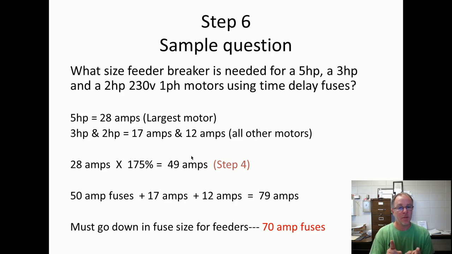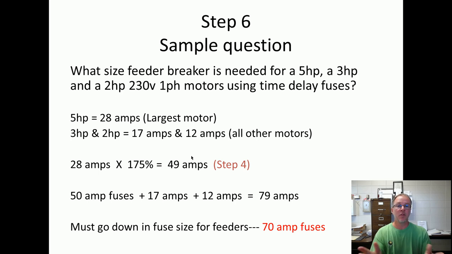Here is the big deal. On feeders, you've got to go down. You can't go up to the next size breaker. You've got to go down. So this one says 79 amps. You would think, well, an 80 amp breaker will cover it. Well, you got to watch that. You've got to back it down to the 70 amp.